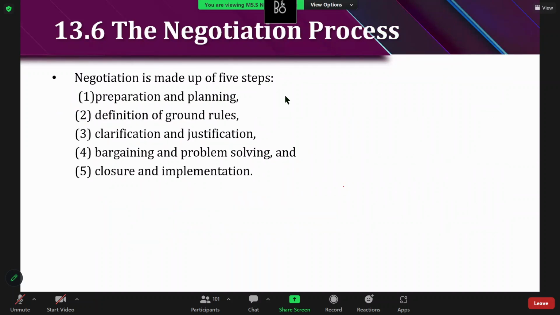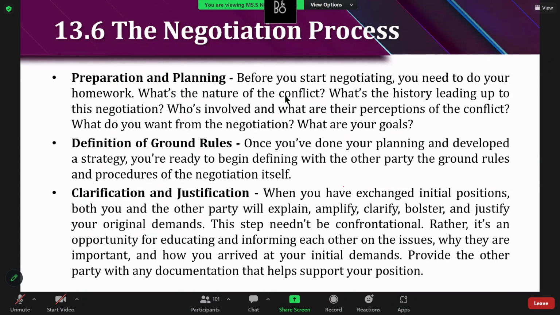So negotiation is also made up of five different steps. First is preparation and planning, then definition of the ground rules, clarification and justification, bargaining and problem solving, and finally closure and implementation. If you look into each step in detail, the first step is preparation and planning. Even before you actually engage in negotiation or bargaining, you have to prepare yourself. Before you start negotiation, you need to do your homework.